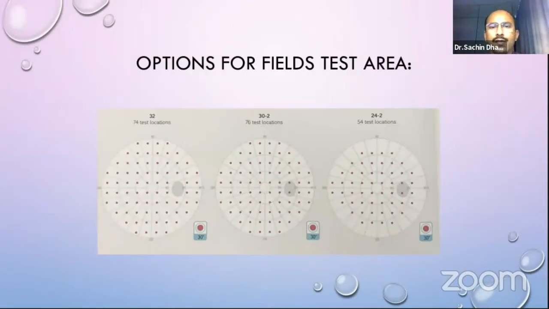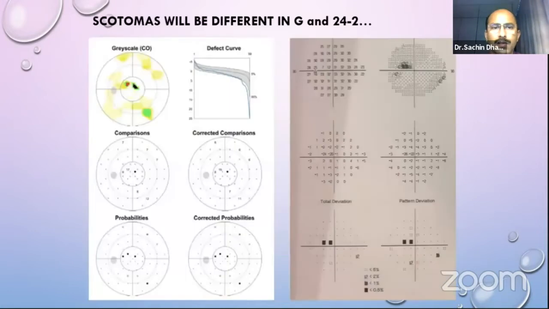Options that are available for field test area are 74 test location of 30-2, the 32, and the 24-2. So whatever you want to choose, you can choose. If you are not wanting additional data in the center as is available with the G program, you might as well go ahead being comfortable with the previous 3 programs for which normative data is also available.